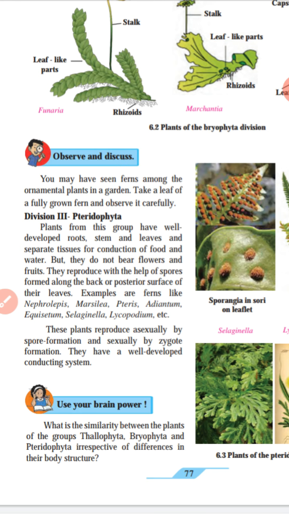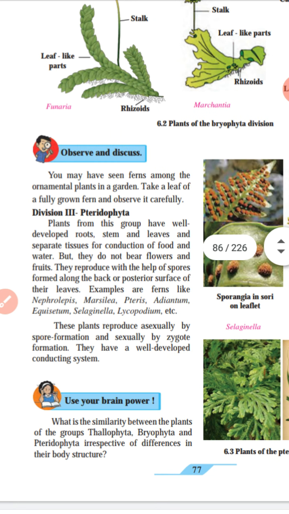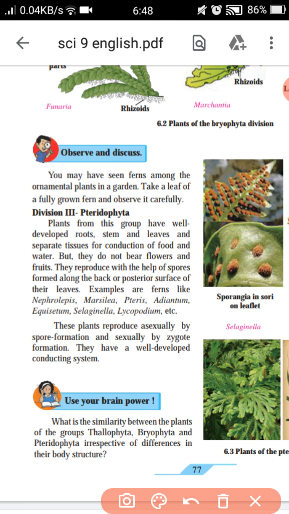These plants reproduce asexually by spore formation and sexually by zygote formation. Okay, they have a well developed conducting system.